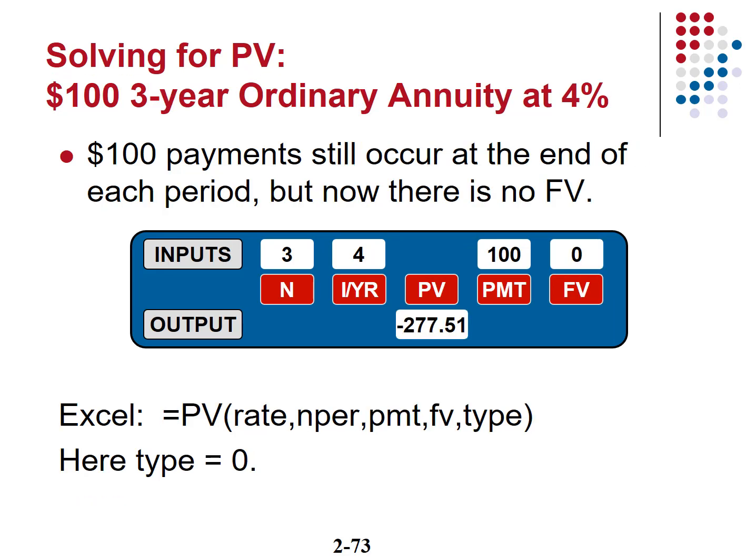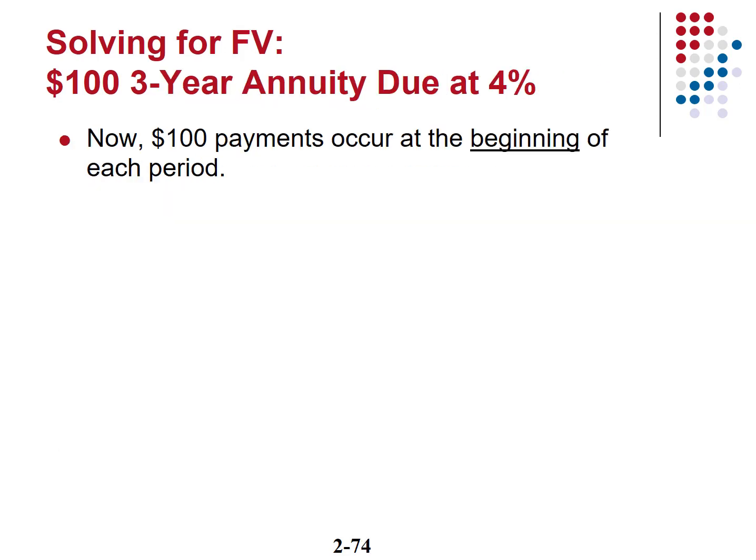This problem looks the same but is slightly different. It's a 3-year ordinary annuity, 4% annual rate. But the question is, how much do you need to deposit, negative, now to withdraw $100 each year? N is still 3, IY is 4. Payment is a positive $100. Future value is 0 because you want to draw the account down to 0 at the end of 3 years. Compute present value.